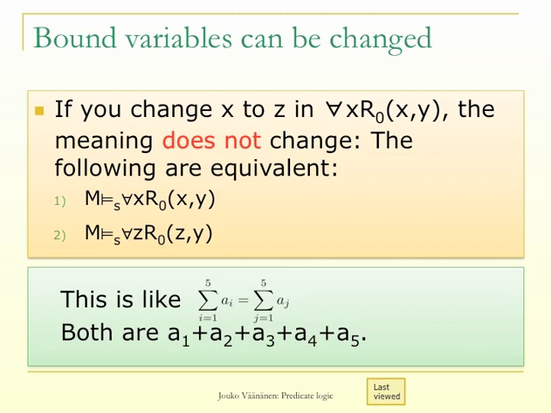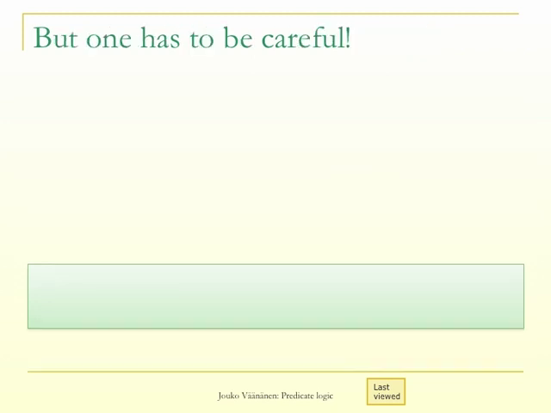This is like in algebra. Sigma i goes from 1 to 5 of a_i is the same as sigma j goes from 1 to 5 of a_j. Both are equal to a1 plus a2 plus a3 plus a4 plus a5. But one has to be careful when changing a bound variable.